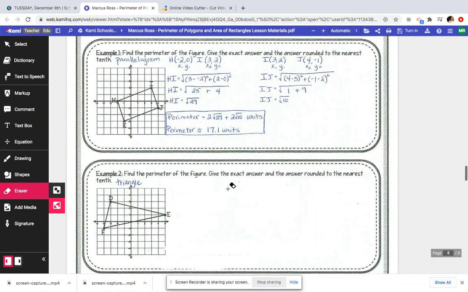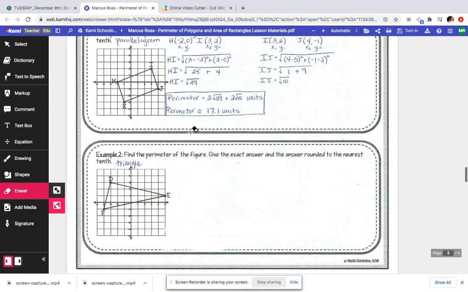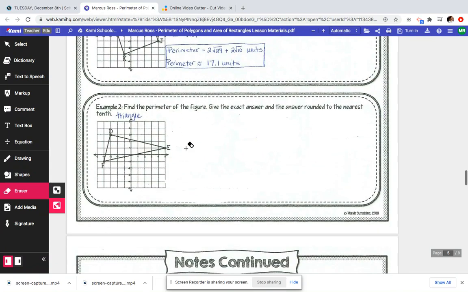Okay, let's go ahead and scroll down and look at the perimeter of a triangle. This one's going to be a little bit different, because instead of having parallel lines that are congruent, we now have 3 separate lines that we'll have to do it for. So the first line I'm going to do is from D to E. D is at (-3, 5) and E is at (3, 1).